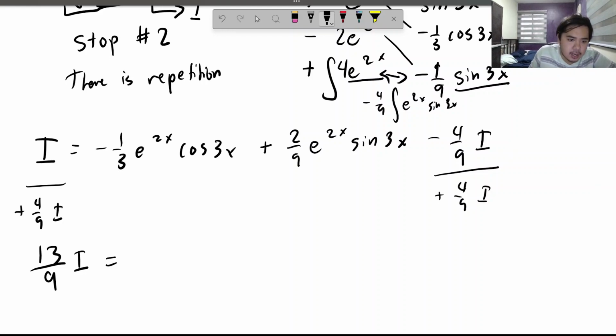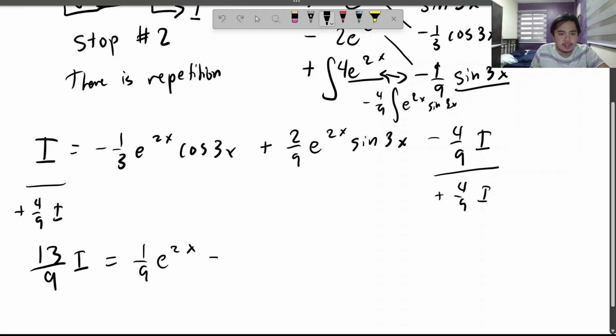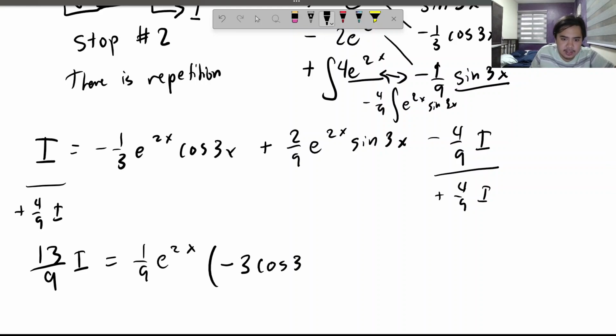So, I want 1/9 e to the 2x to be here. Sorry. This becomes negative 3 cosine 3x. Now, if you multiply this and that, this is what you get. Alright, so now 1/9 times negative 3 is negative 1/3, so that's fine. E to the 2x cosine 3x, so that's correct. Plus, this is now 2, so 2 times 1/9 is 2/9. That's easy enough. And then sine 3x.